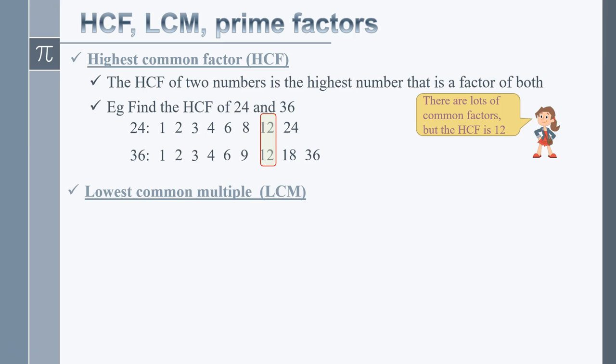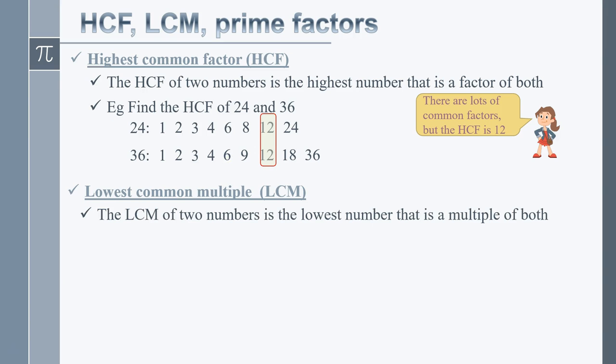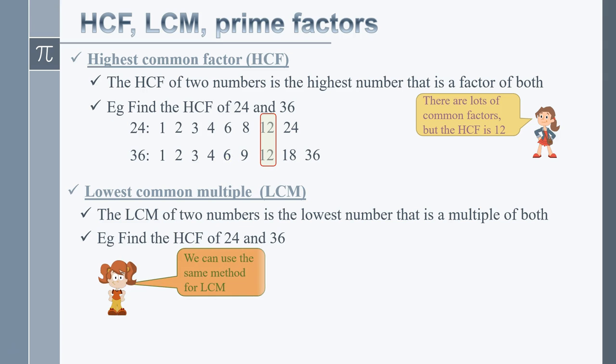Lowest common multiple, as you might expect, is now the smallest number that is a multiple of both. So basically we're looking for the smallest number that is on both times tables. So let's use 24 and 36 again, and I'll do all the thinking for you and write out the times tables of 24 and 36.